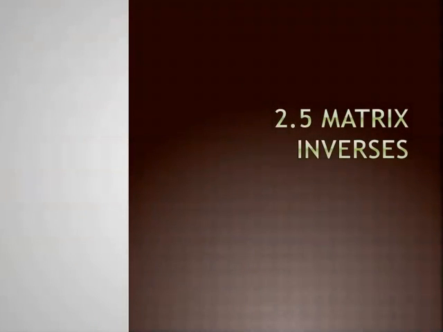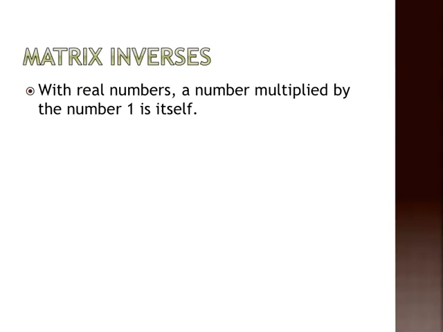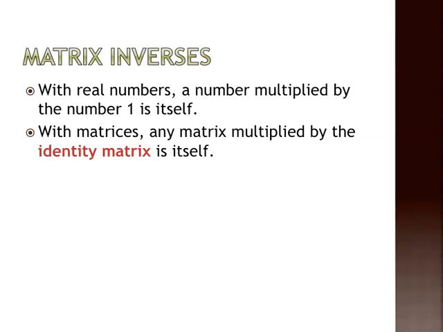We continue our study today on matrices by talking about matrix inverses. So matrix inverses, before we get into those, let's talk about what an inverse is in terms of what you already know. With real numbers, a number multiplied by the number 1 is always going to be itself. Now with matrices, we have something similar, the identity matrix. So with matrices, any matrix that's multiplied by the identity matrix is going to be itself.